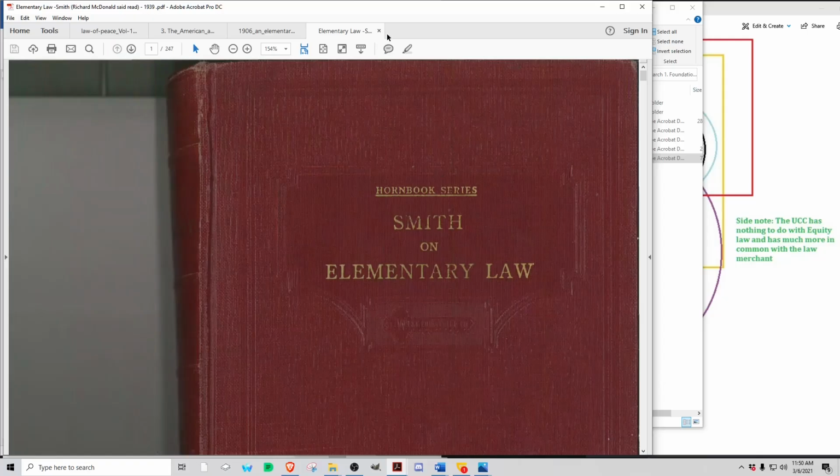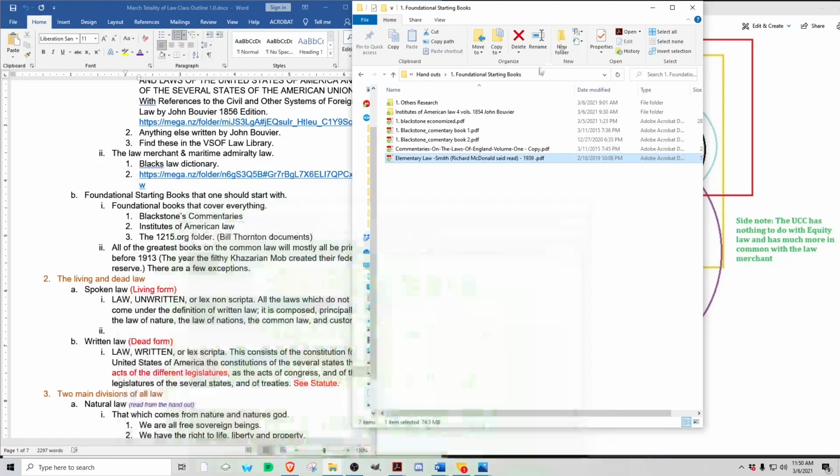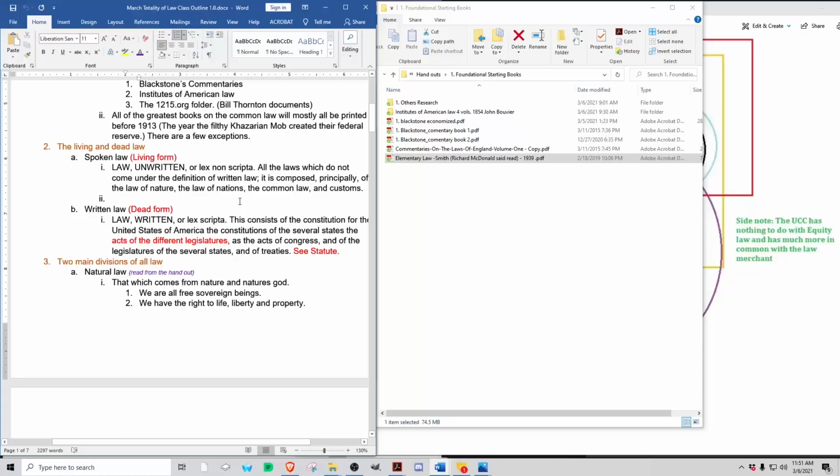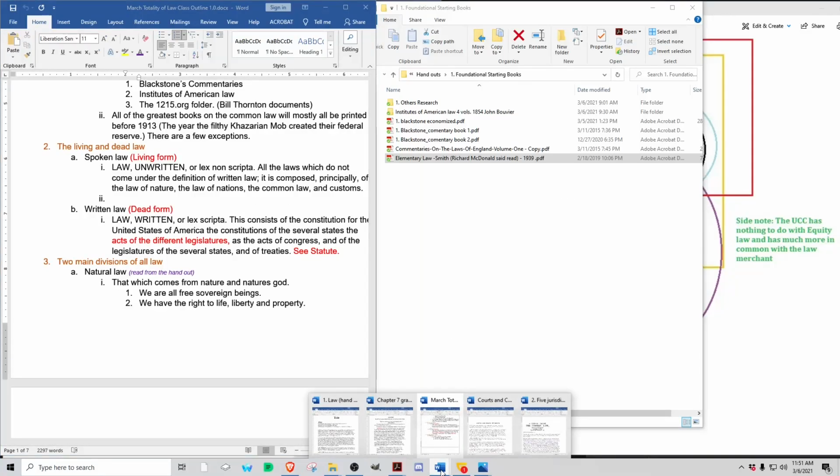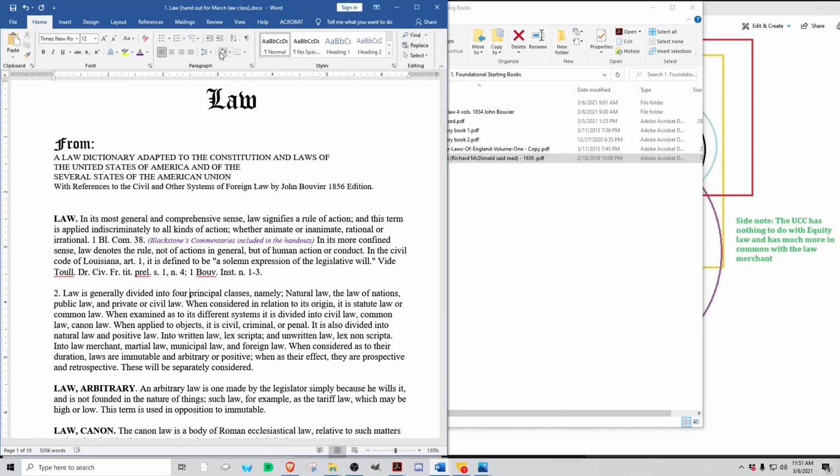So in the process of what they were doing in 1933 and everything else, this book was already pretty much completely put together. So, as I said, for the most part, it's every book that you want to get on the common laws before 1913, but there are a few exceptions. Okay. Now, let's open up the law handout.